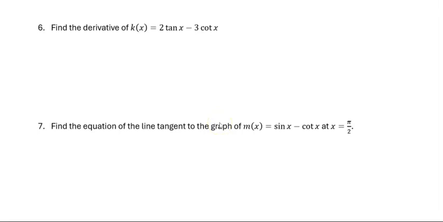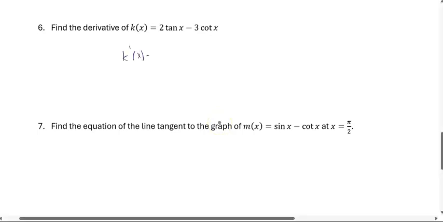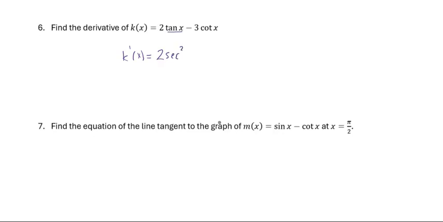Number 6, if you tried this one already, k prime of x. The derivative of the tangent function is secant squared x. And remember, 2 is just a constant multiplier. And then the derivative of the cotangent function is negative cosecant squared x. But we have a minus sign already there, so minus a negative, I'll change that to plus cosecant squared x. Again, this doesn't clean up much, so we'll leave it there.